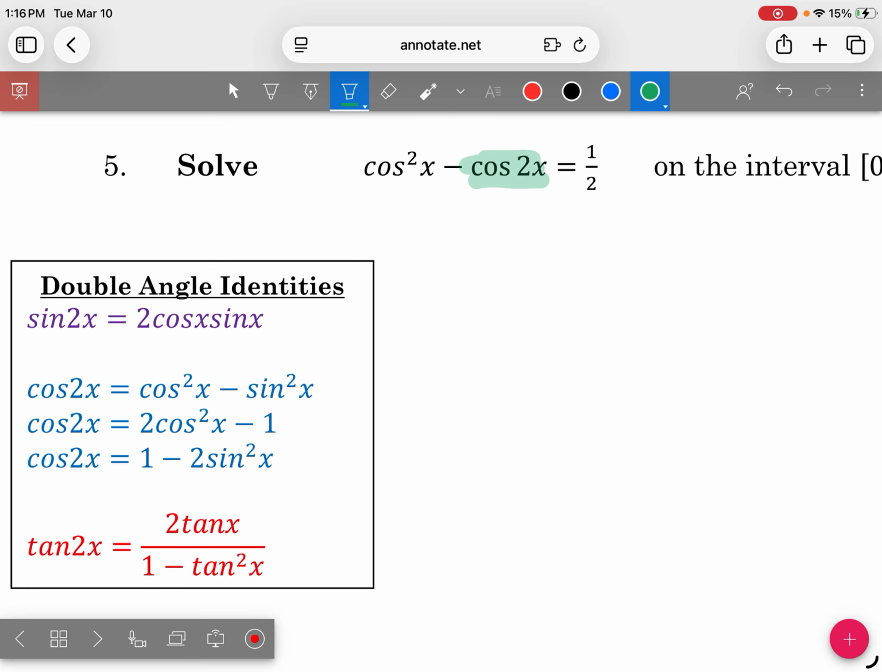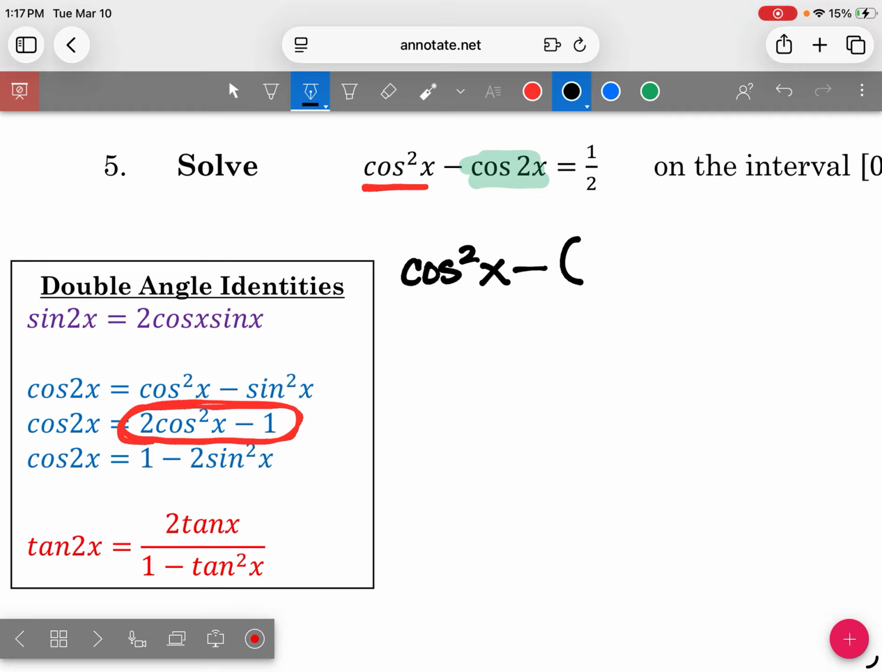But the rest of my equation has a cosine. So I'm going to use the option that has cosine. So this is the one I'm going to use right here. So let's be careful though. This can be a little tricky. So we have cosine squared x minus, I want you to make parentheses, equals 1/2. Okay, inside of the parentheses, we're going to put 2 cosine squared x minus 1.